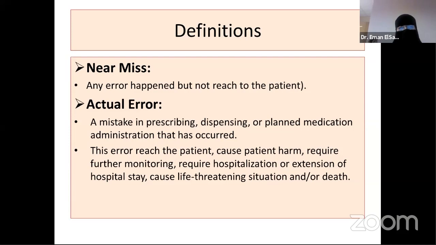But an actual error means the error happened in any of these processes, starting from procurement and storage and also implanting medications, and reached the patient. It means this is an actual error. So a mistake in prescribing, dispensing, or planned medication administration that occurred and reached the patient, whether it caused harm or not, is an actual error.